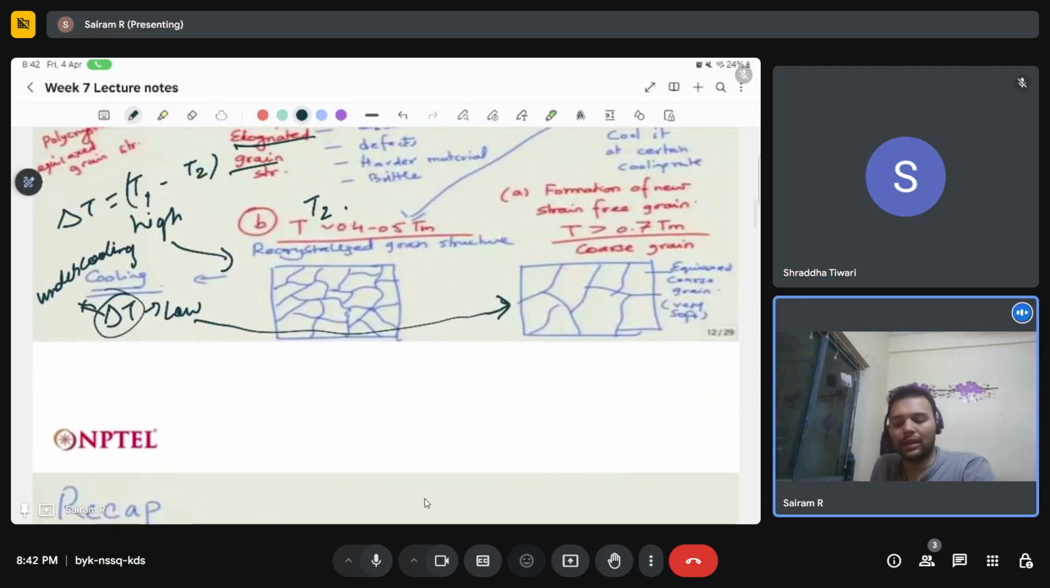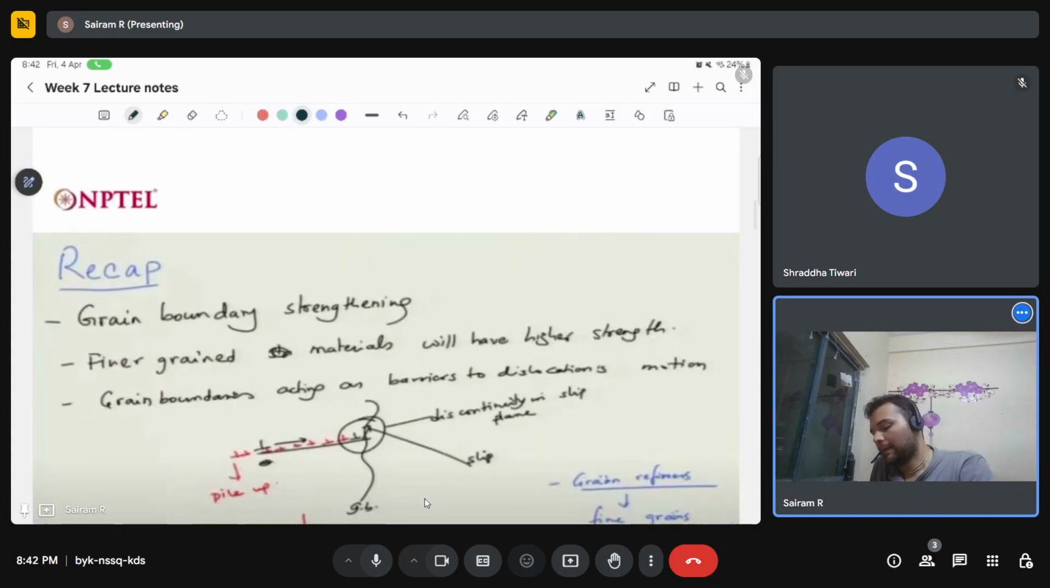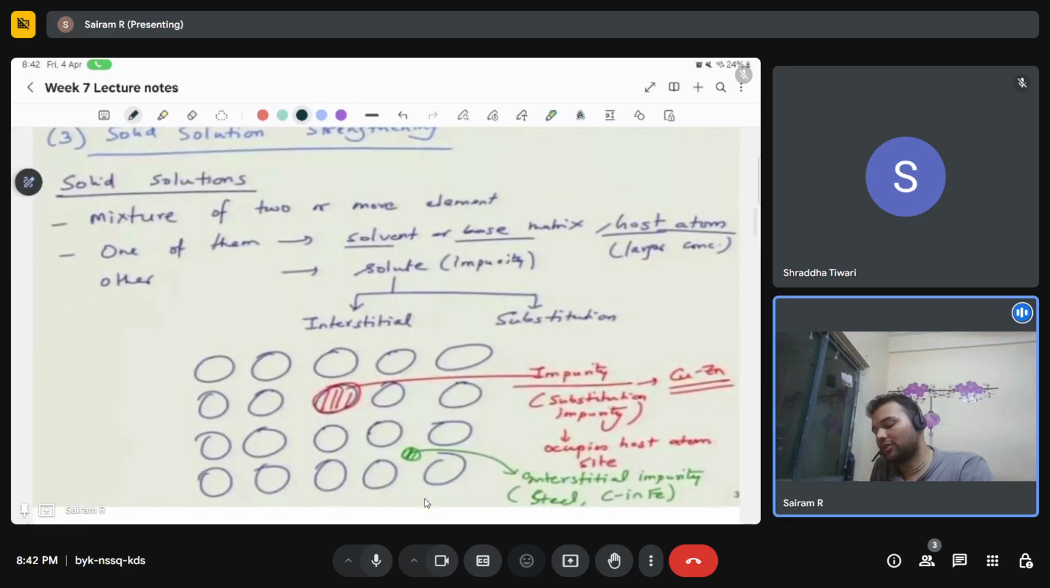At the end of the day, to conclude everything, to be able to grain boundary strengthen my material, I need to have more grain boundary area, which means I need to have very fine grain structures, very fine microstructures, very small grain sizes, and I can achieve it by two methods. One, controlling the rate of cooling from my liquid metal to my initial microstructure, or by a post-processing heat treatment and deformation mechanism. So the next method is solid solution strengthening.